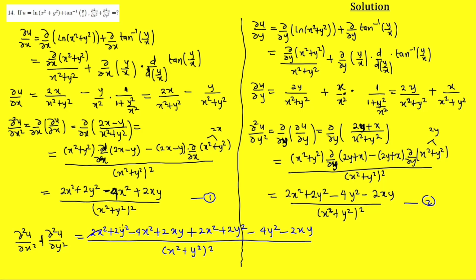Now I have 2x squared and I have plus 2x squared, then I have minus 4x squared, that will give us 0. 2y squared plus 2y squared minus 4y squared, that will also give us 0. And here I have 2xy minus 2xy, this will also give me 0. So that means the value for this partial derivative is just 0. So if you are familiar with this question and they repeat this question, you don't need to solve it. The answer is just 0.